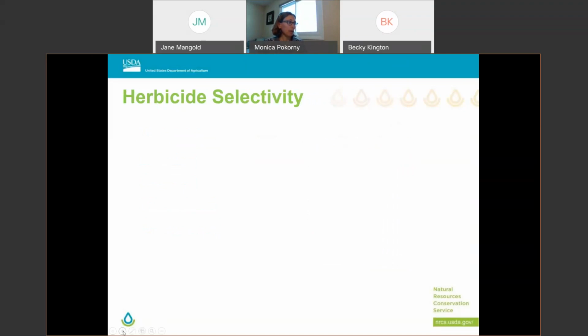revegetating. And some of the important things we need to know when using a herbicide is, are we going to use a selective herbicide or a non-selective herbicide? So a non-selective herbicide would be something that kills or stresses any of the plants that are on the site. So some examples of that might be Roundup or Journey.